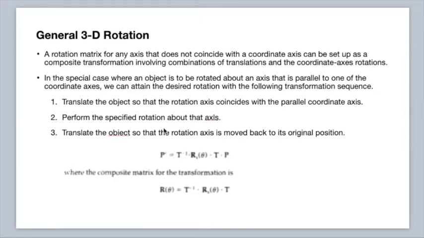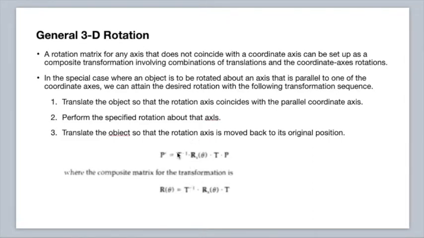That is shown here. P dash equals T inverse dot R theta dot T dot P. Here P is our original coordinate x y, and P dash is the new position x dash y dash. This T inverse R theta T is the composite transformation matrix.